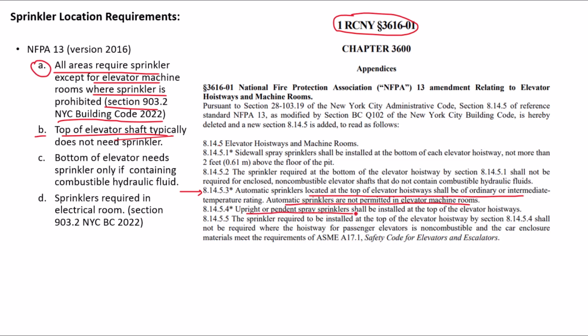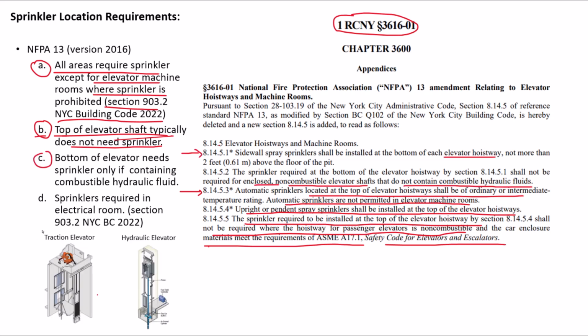Upright pendant spray sprinklers shall be installed at the top of elevator hoistways. The sprinkler required to be installed at the top of the elevator hoistway shall not be required where the hoistway for passenger elevators is non-combustible and the car enclosure materials meet the requirements of this code here, which is basically for elevators and escalators. And usually the hoistway is made of non-combustible. They basically make it out of concrete typically. So typically the top of the elevator shaft will not need a sprinkler.